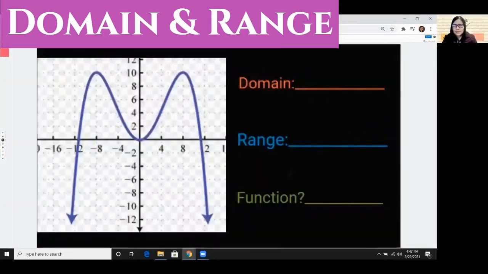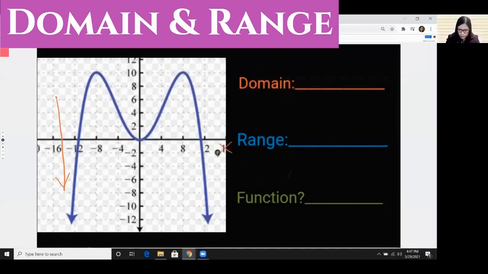For the next one, this will be the last practice. So we'll need to identify the domain, the range, and the function. Pause the video for you to answer it on your own, then check your answer when you're done. Domain, we'll stop in here and it has an arrow. In the domain, again, let me correct this one. On the domain, it has both arrows. So as much as the graph is going down, it is widening up on both sides, from left and right.